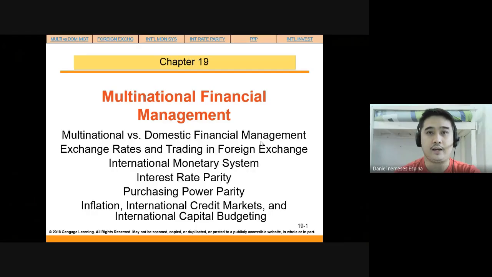Last time we discussed derivatives and risk management. We were able to discuss some of the instruments such as options, swaps, futures and forwards. And then we also discussed risk management, particularly those risks that are associated with financial transactions.